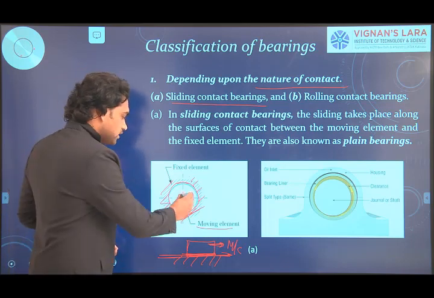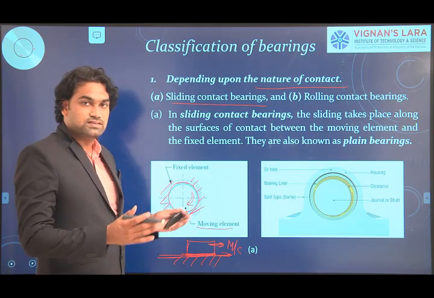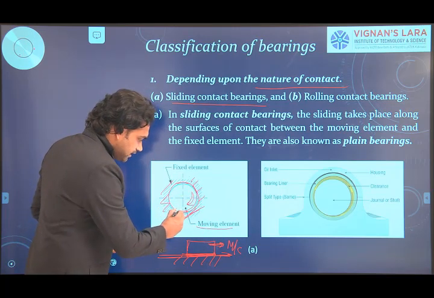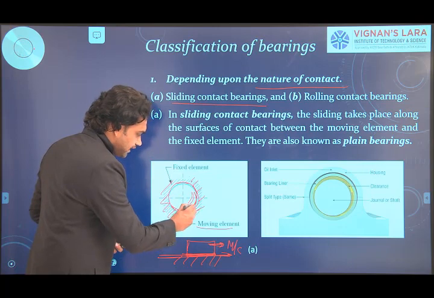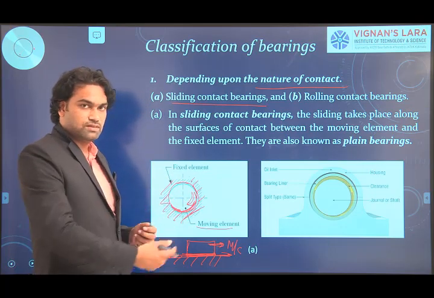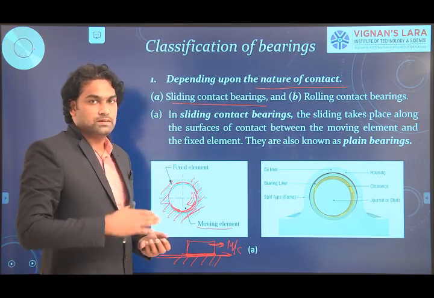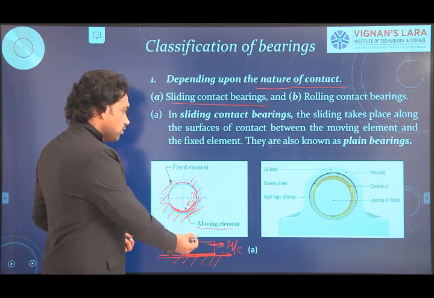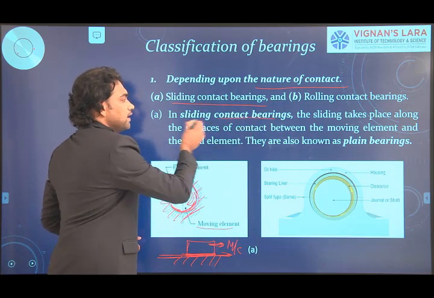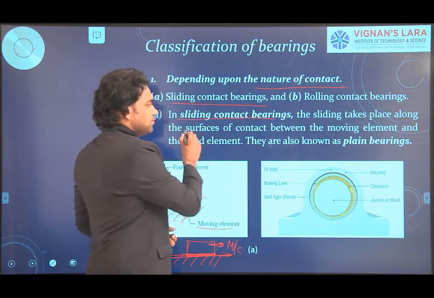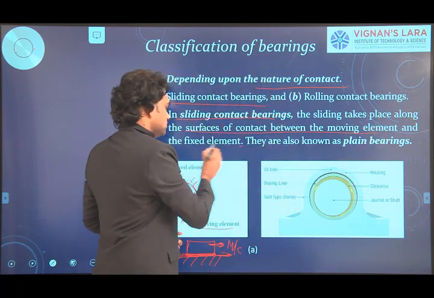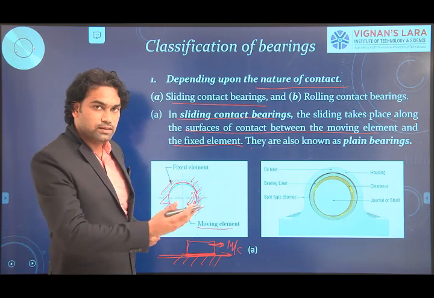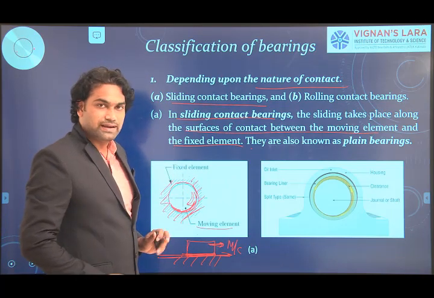Whenever the shaft rotates, the total length of the shaft accommodated inside the bearing takes place in sliding motion, so it is going to slide over the surface. There is always a surface contact, and it is going to slide, that is, glide over the surface. That type of contact we call sliding contact bearings. Clear? So that is a surface contact between the two elements, a rotating member as well as a fixed member. We can obtain the sliding motion, and we call it sliding contact bearings.